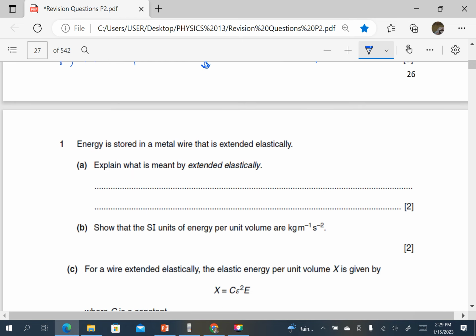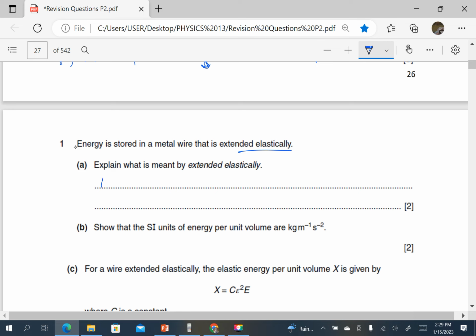Next, energy is stored in a metal wire that is extended elastically. I think that is in deformation of solids. What is meant by extended elastically? The material is extended elastically if it returns to its original length when the load is removed.